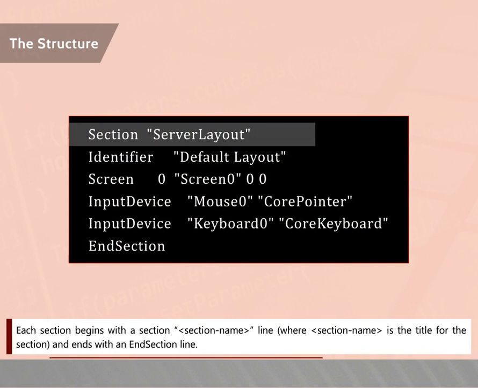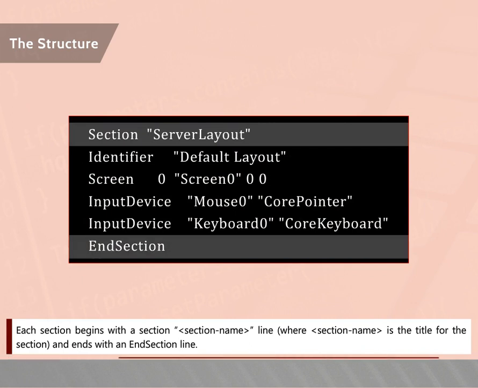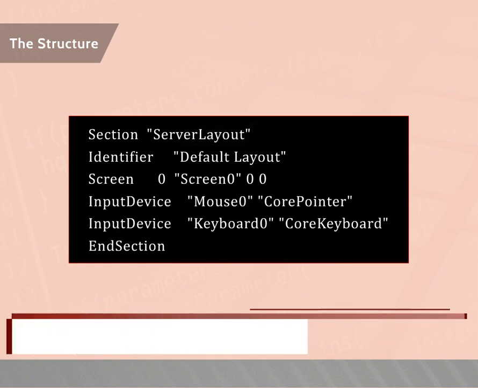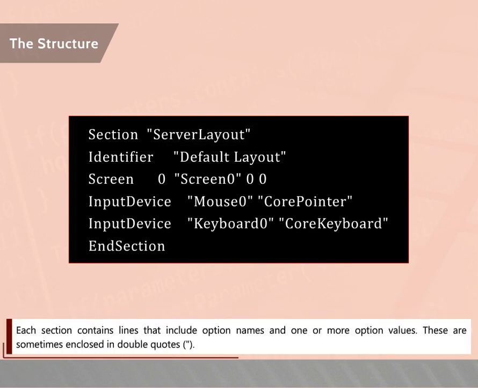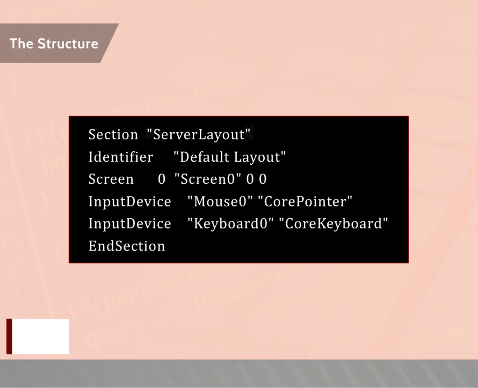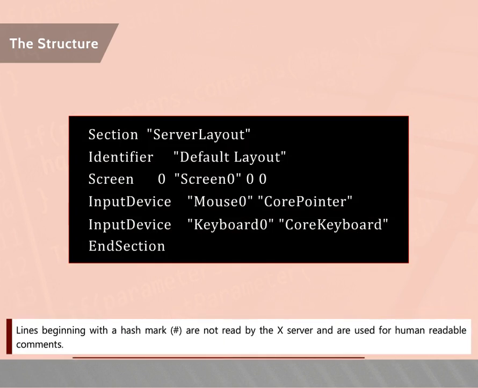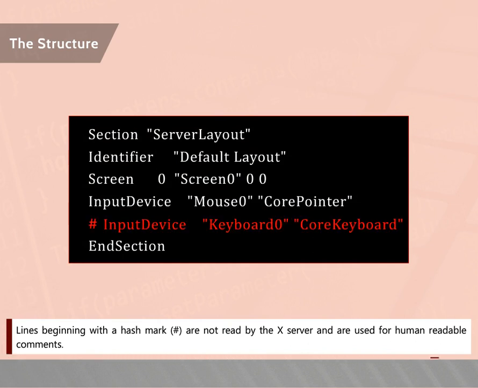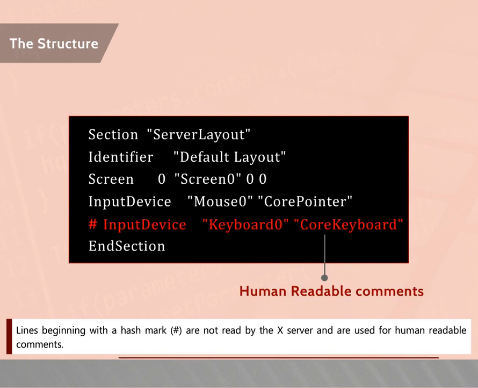Each section begins with a Section line, that is Section followed by the section name, where section name is the title for the section, and ends with an EndSection line. Each section contains lines that include option names and one or more option values. These are sometimes enclosed in double quotes. Lines beginning with a hash mark are not read by the X server and are used for human-readable comments.